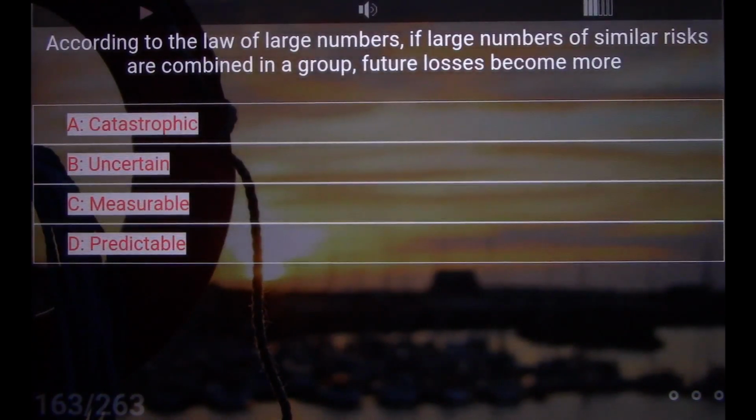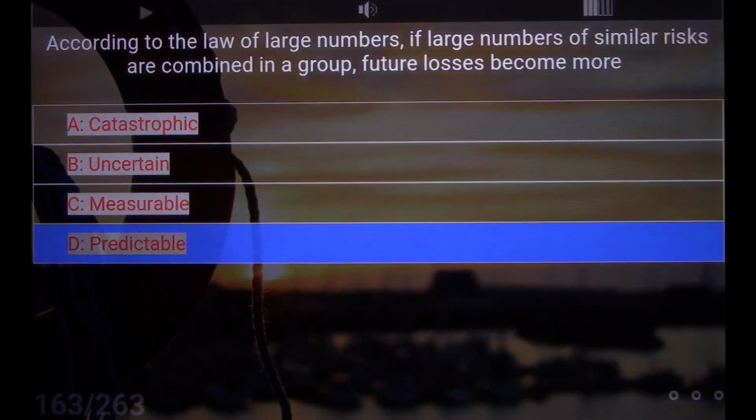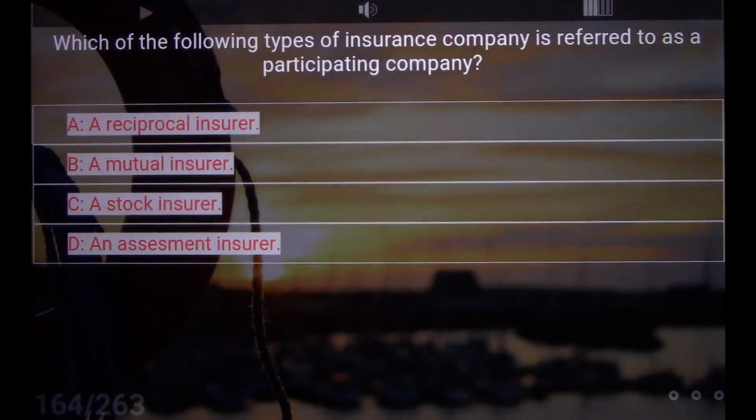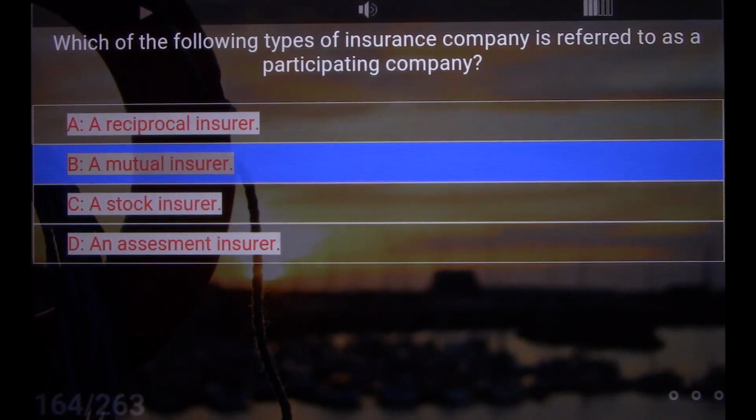According to the law of large numbers, if large numbers of similar risks are combined in a group, future losses become more D. Predictable. Which of the following types of insurance company is referred to as a participating company? B. A mutual insurer.